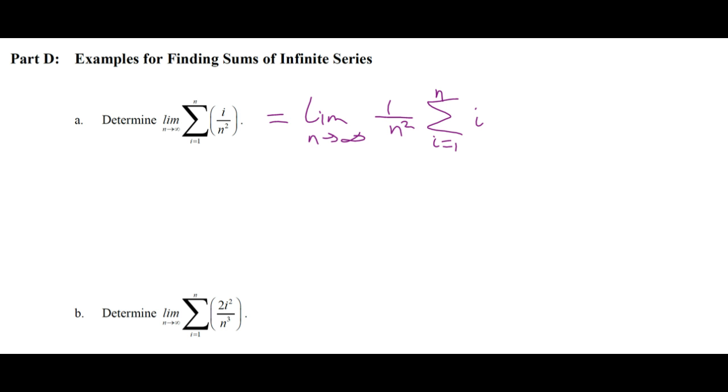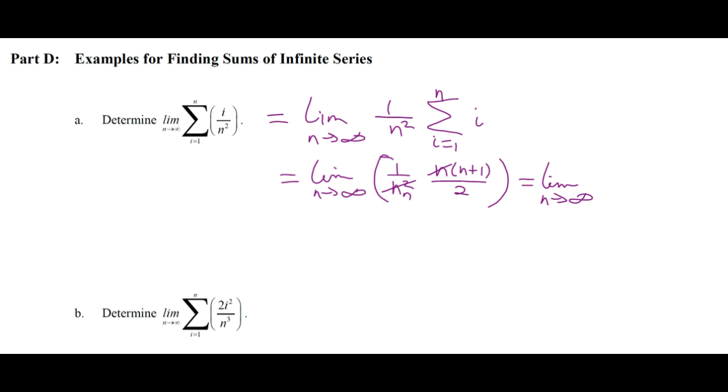Well, we got a formula for that, right? So it's the limit as n approaches infinity of 1 over n squared, and the sum for i equals 1 to n of i is n times n plus 1 over 2, right? So what do we want to do with that? Well, we can take an n out from the top and the n squared. So this will be the limit as n approaches infinity. Up top we've got n plus 1, and on the bottom we've got 2n.